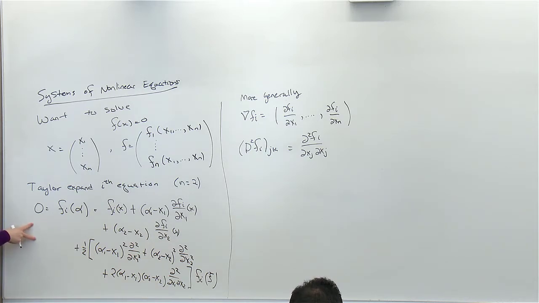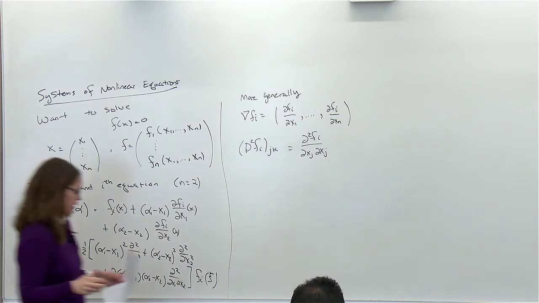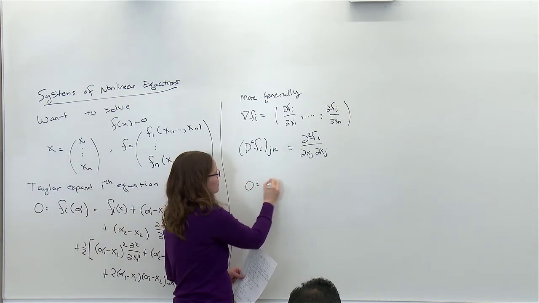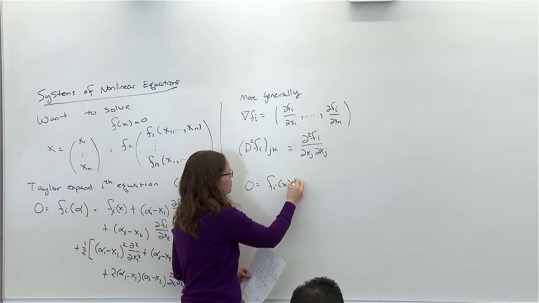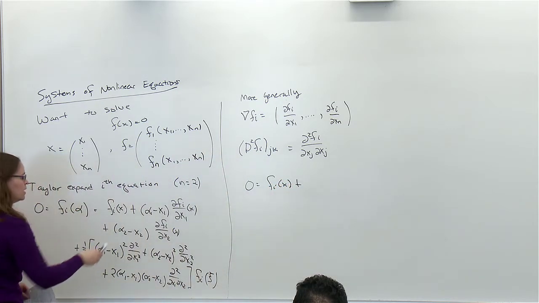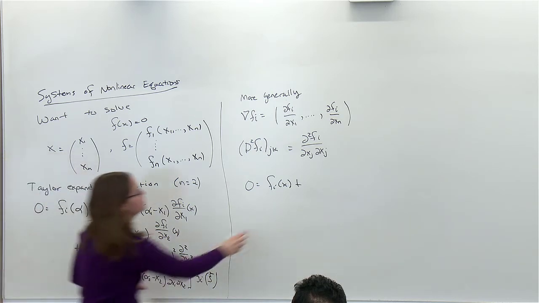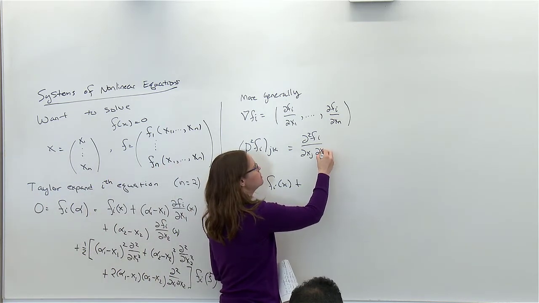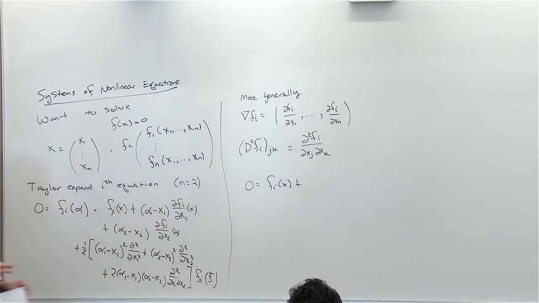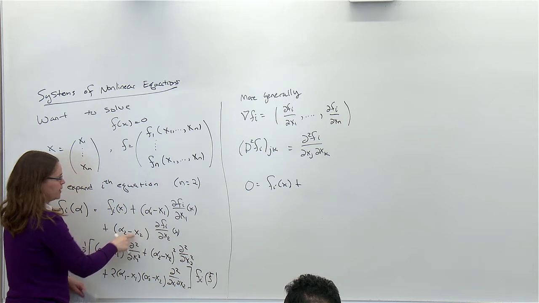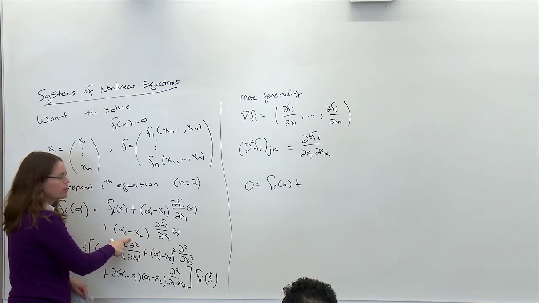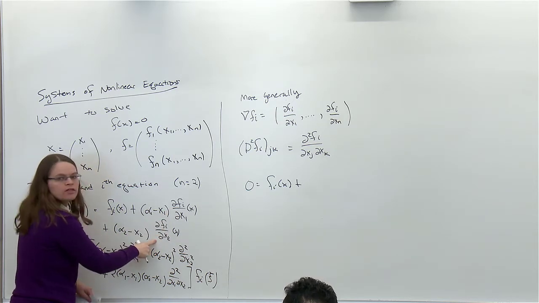Okay, so if I rewrite this more compactly in terms of this gradient and this Hessian, what do I get? I get 0 is equal to fi of x plus, now I have alpha minus x, those components. This should be a k, yeah, thank you. So that's alpha minus x dotted with the gradient of f.